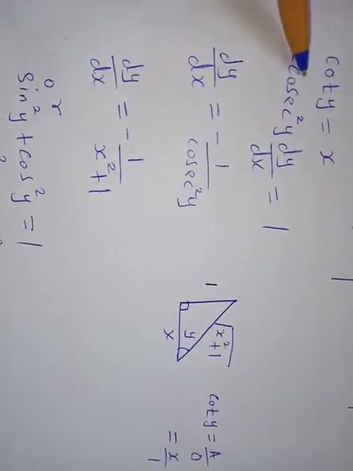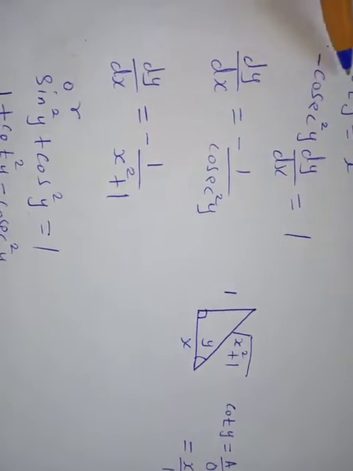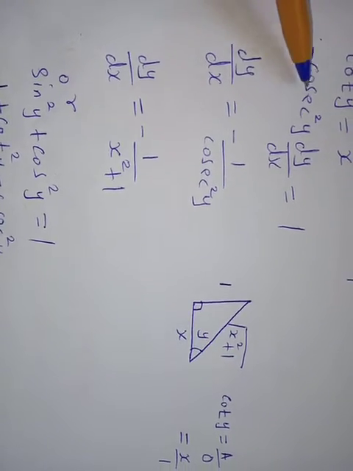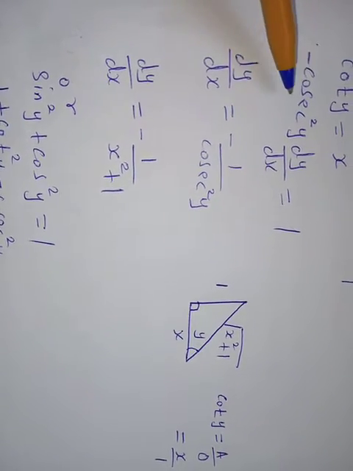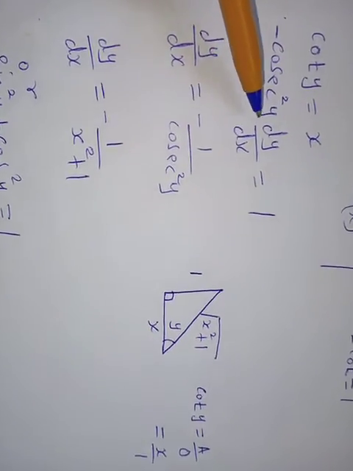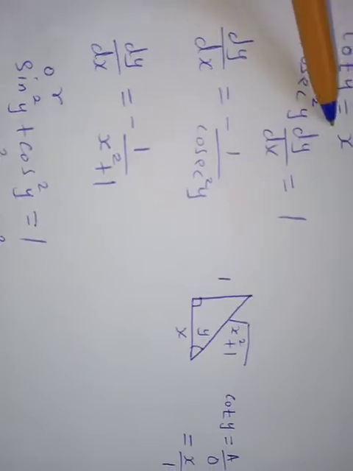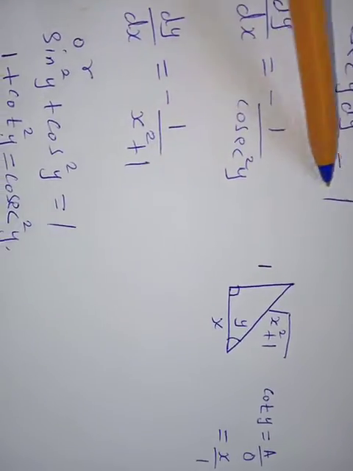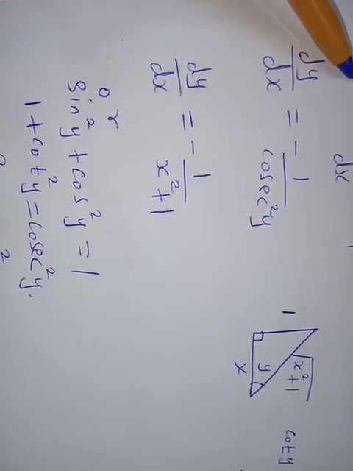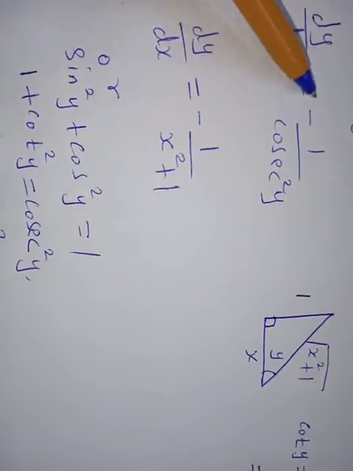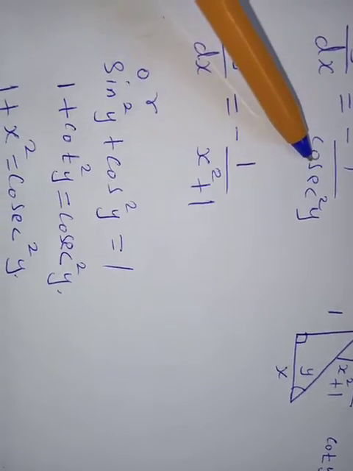Differentiating both sides implicitly, since this is an implicit function, cot y differentiated gives negative cosec squared y, dy over dx. X differentiated with respect to x is 1. We divide both sides by negative cosec squared y to get dy over dx equals negative 1 over cosec squared y.